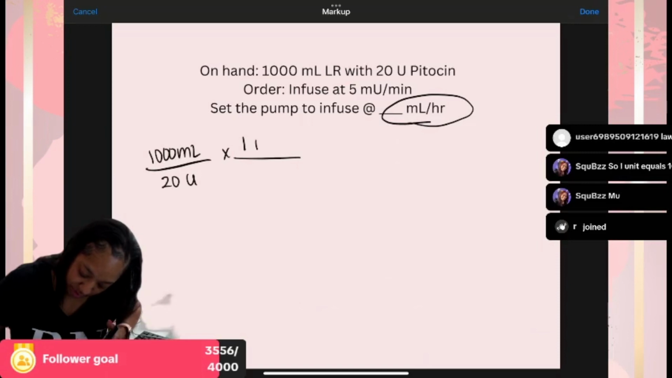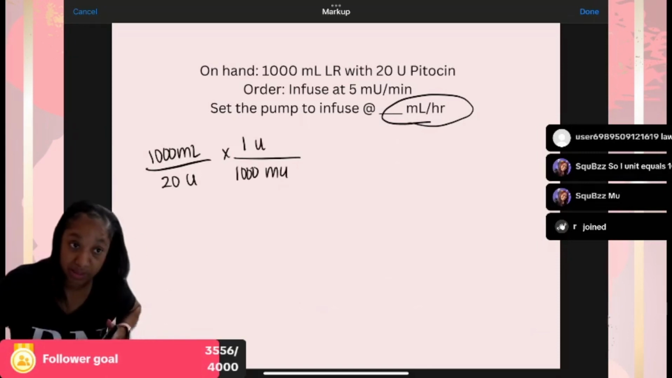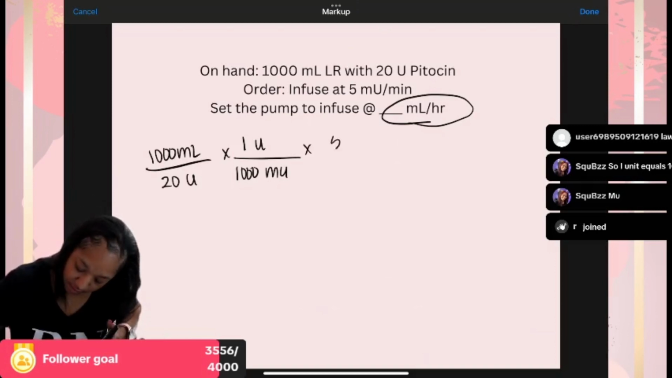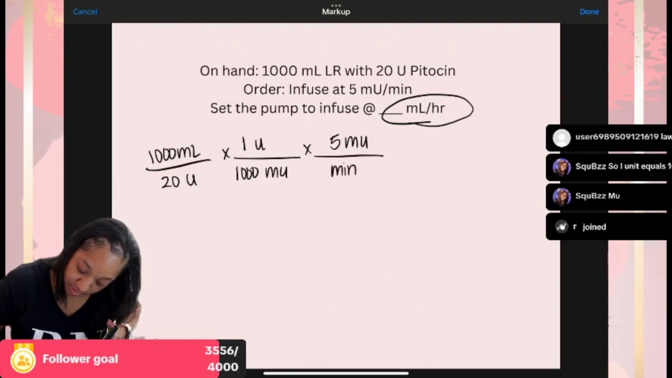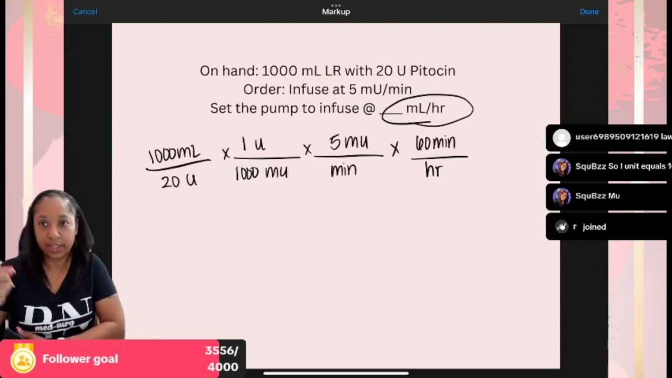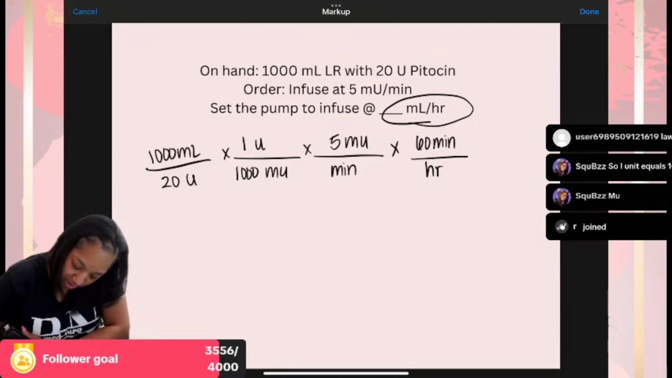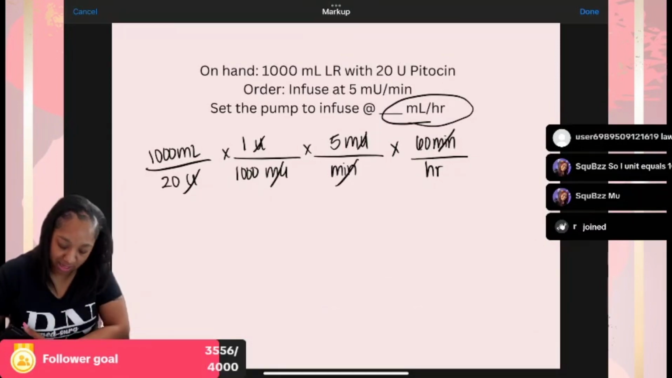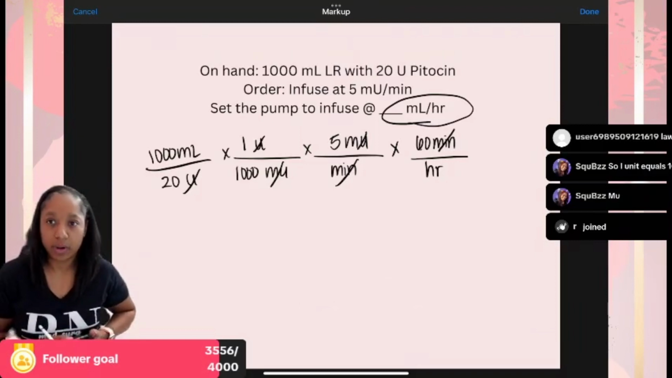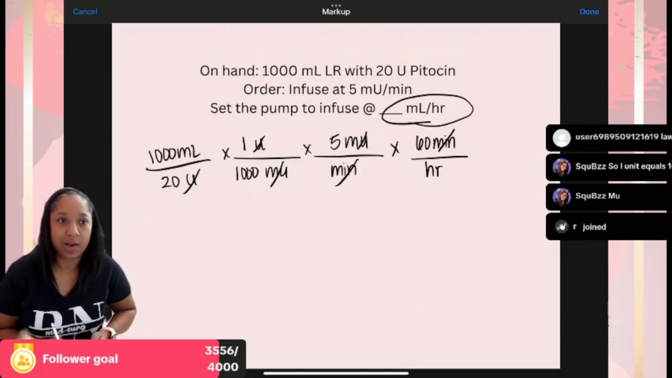We need 1 unit equal to 1,000 milliunits. 5 milliunits per minute. Next, we have to do our minutes over an hour, because we're looking for milliliters on top and hours at the bottom. So cross out, cross out, cross out, and that's what you're left with. Milliliters per hour.